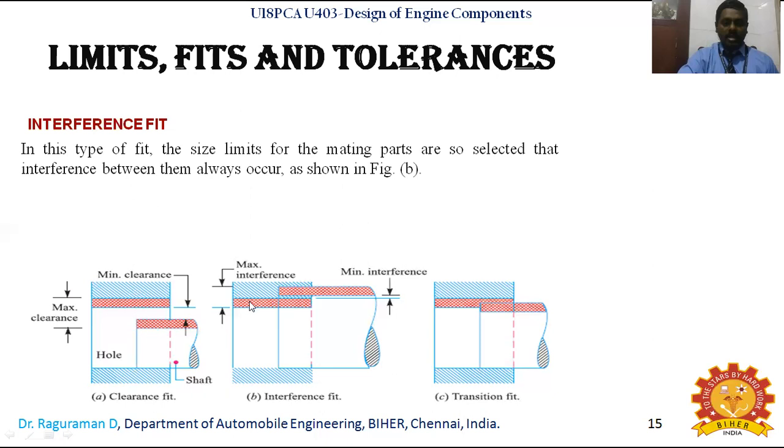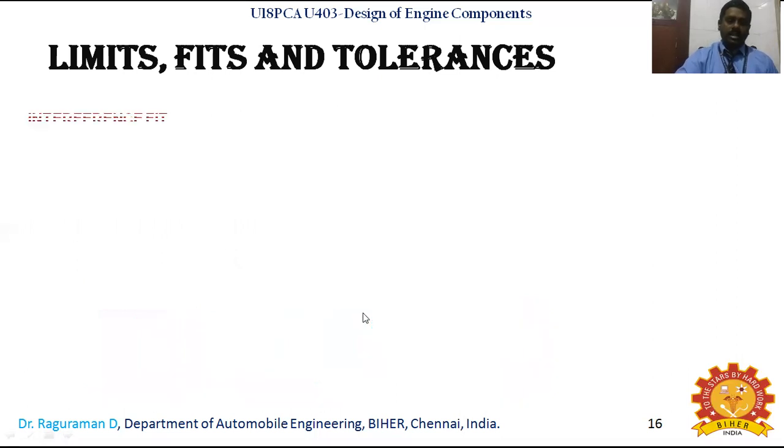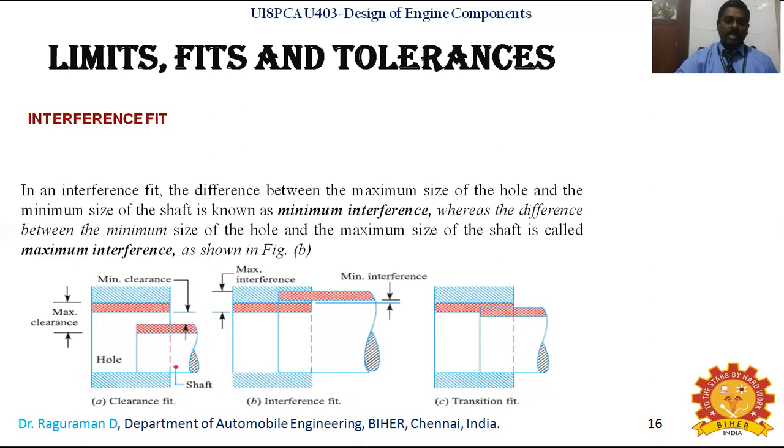Now we are going to get the tolerance zone of a hole below the tolerance zone of the shaft. So that's what you will be seeing. Tolerance zone of the hole is entirely below the tolerance zone of the shaft. And also the interference is occurring. So here also you will be saying what will be the maximum interference and what will be the minimum interference.